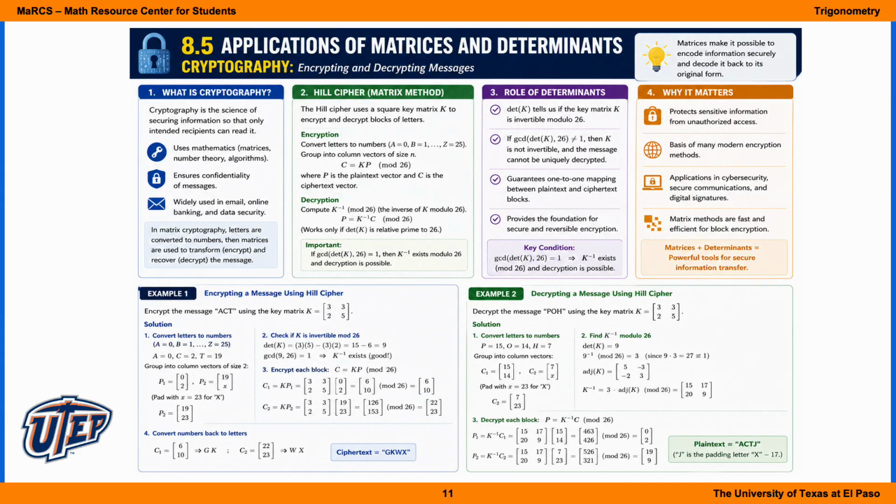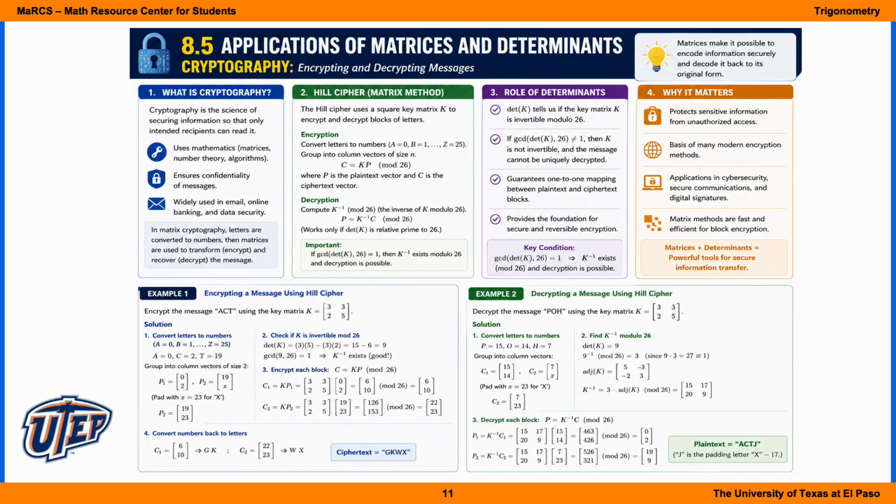Lastly, the determinants of matrices have an application in cryptography. Cryptography is the science of securing information so that only intended recipients can read it. It uses mathematics, including matrices, number theory, and algorithms. It ensures confidentiality of messages, and it is widely used in email, online banking, and data security.